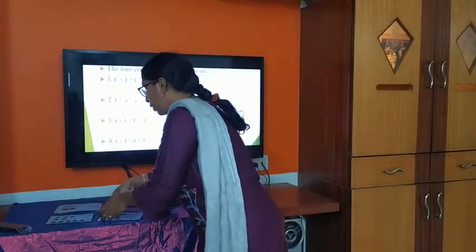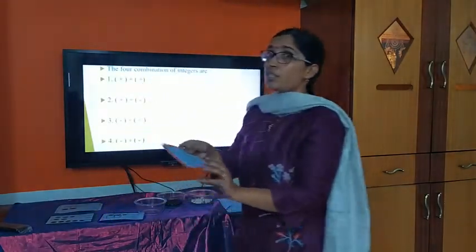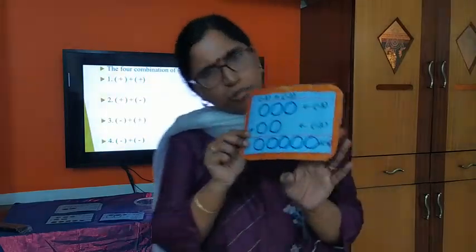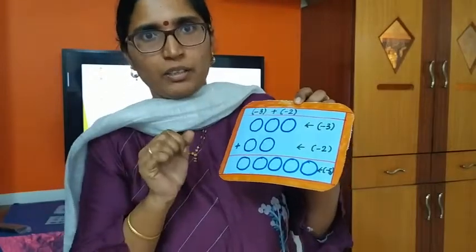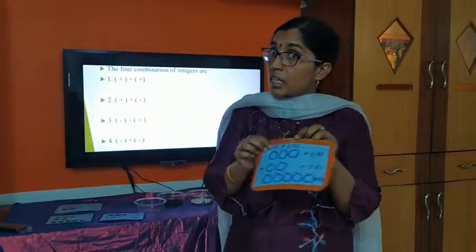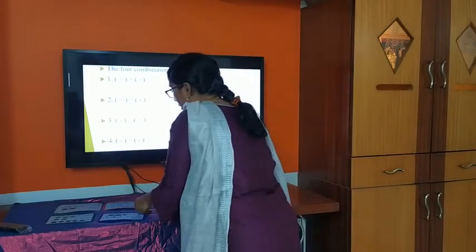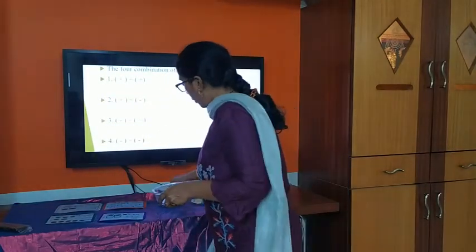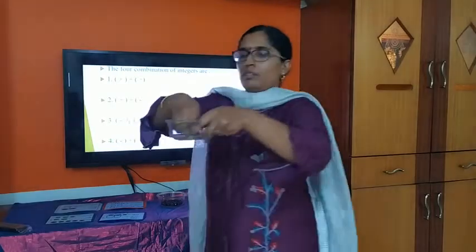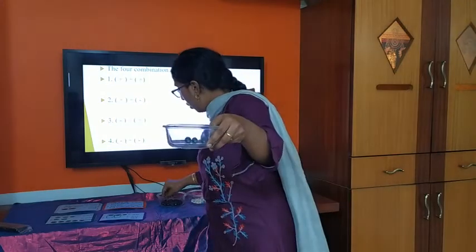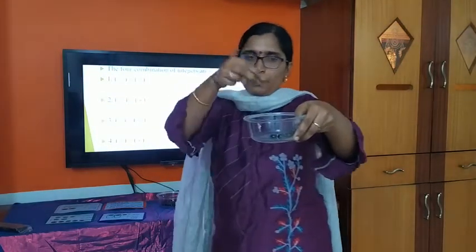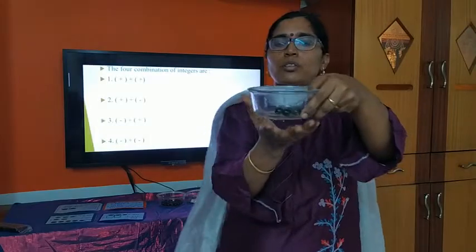Yes. Now we are going to see the last combination. What is the last combination? Addition of negative integer with the negative integer. Again I took the same numbers. That is 3 and 2. Here minus, here minus. Okay. Now here minus 3. Minus is nothing but only marbles. How many marbles? 1, 2, 3. I took 3 marbles. Next again minus 2. So how many marbles I have to take? 2 marbles. 1, 2.